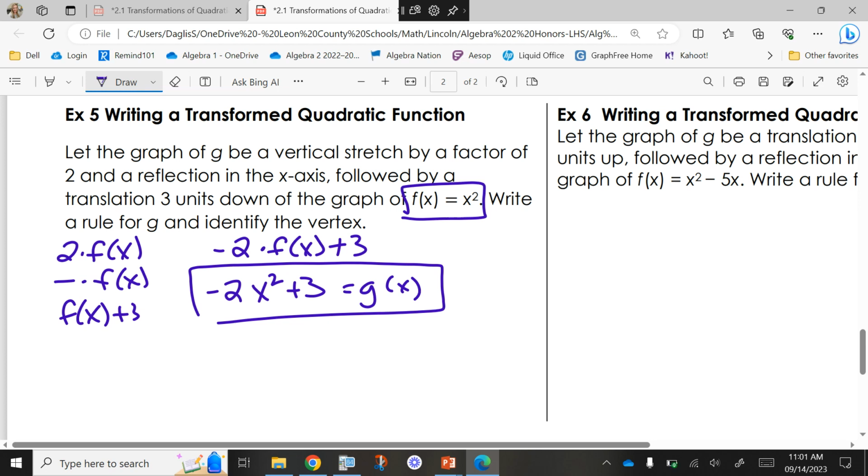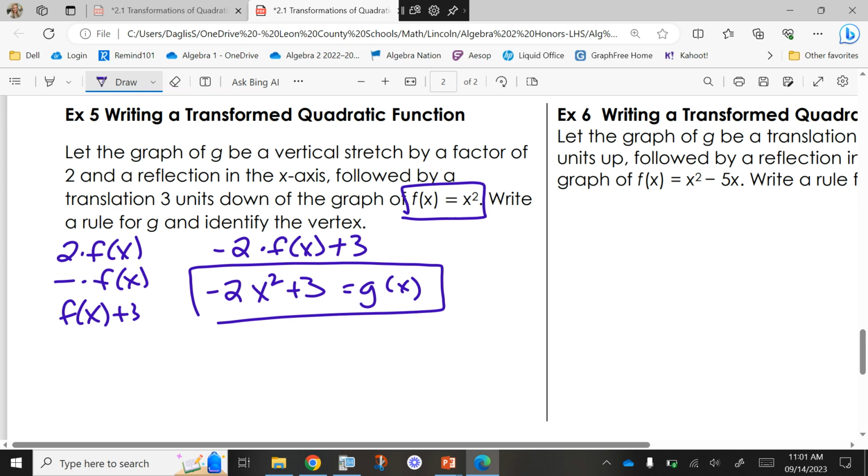Next, it wants to know, where did my vertex go? Are there parentheses? There can be, but it wouldn't matter. If you have negative 2 parentheses x squared plus 3, that's the same thing. That would be okay.